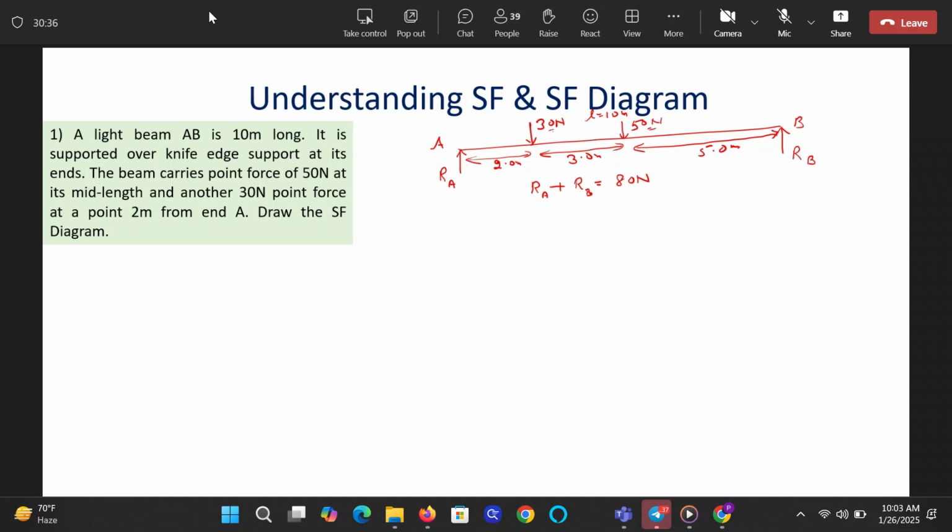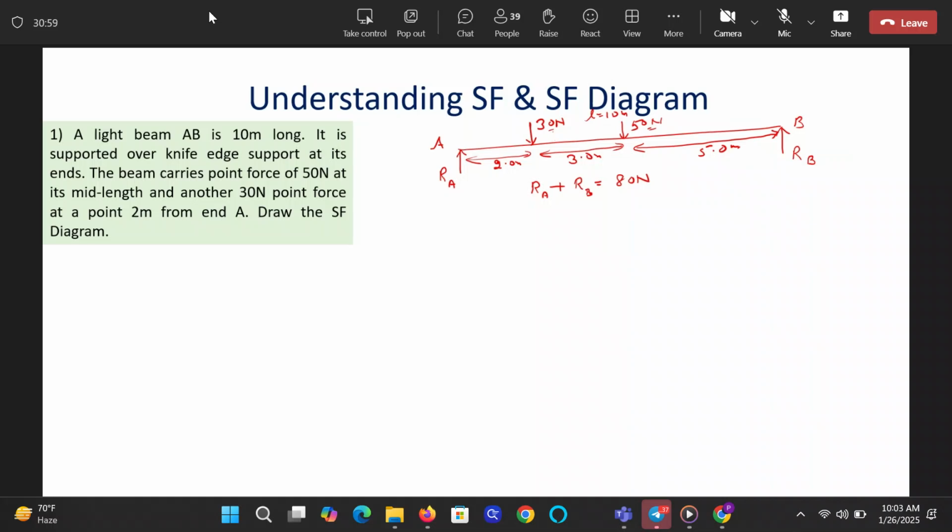Guys, technically, you can take the moment about any point along the length from A to B. Technically, it's okay. No problem. You'll still get the answers. But to keep the calculation simple, it is a recommendation, and a strong recommendation, that you take the moments about one of the supports.